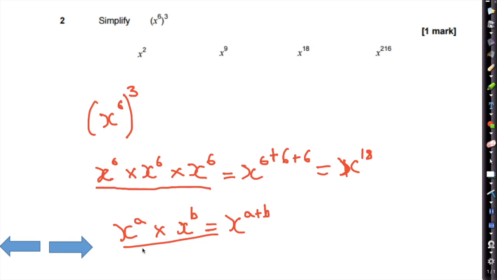It's an extension of our index law that when the base is the same and we're multiplying, we can actually just add the powers, and that's going to give us the sum of the powers. So x to the power of 6 plus 6 plus 6, x to the power of 18, which is why this is our answer, x to the power of 18.